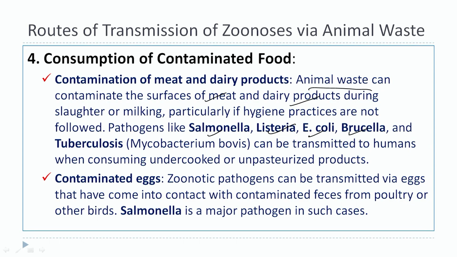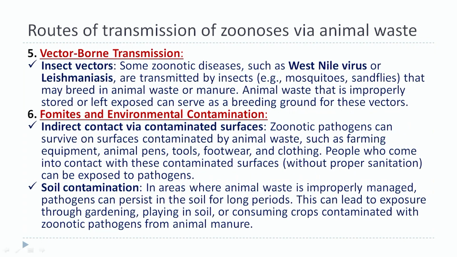Not only contaminated milk and meat, contaminated eggs also act as an agent for transmission of zoonotic diseases, mainly from the feces of poultry to the person consuming them. The disease that is transferred through contaminated eggs is salmonellosis.